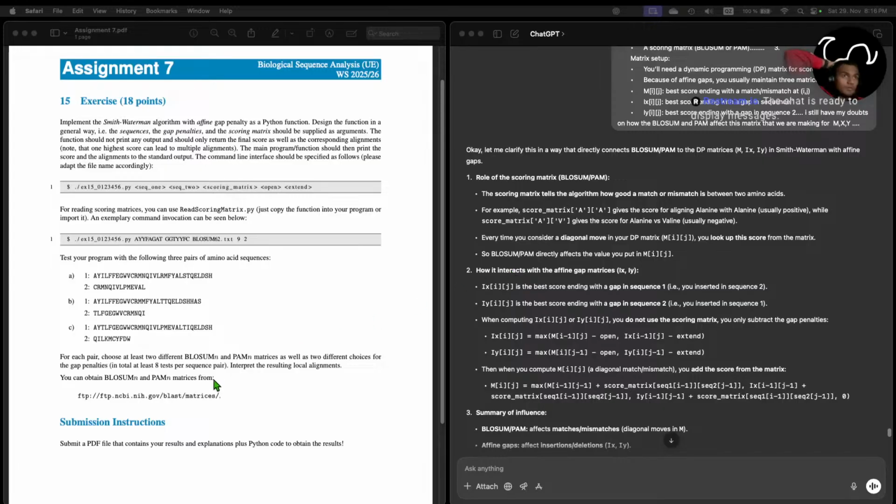I don't get it. We give specific gap penalties, like we give separate values. Then why? How is this? I'm still having some confusion.